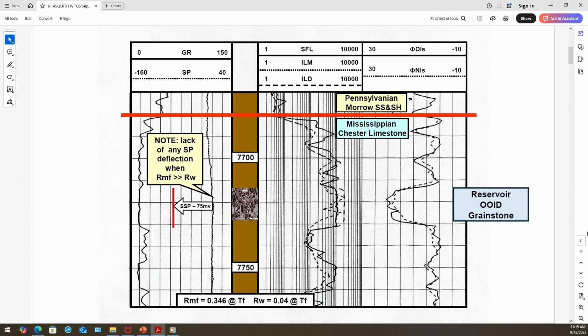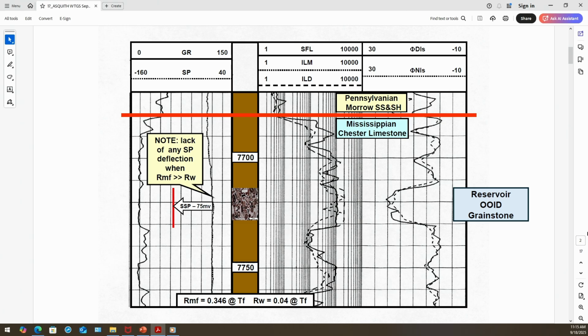If you look at the porosity, there's no PE on this, but notice the neutron density is the same, and it gets up to 18% porosity. That's pretty typical of a really good Chester well. One of the odd things is, and the RW is very well known in the area, there's no SP response, and you're running the RMF almost 10 times what the RW is, but there's no SP response. The big difference is, look at your scale, that's 1 to 10,000.